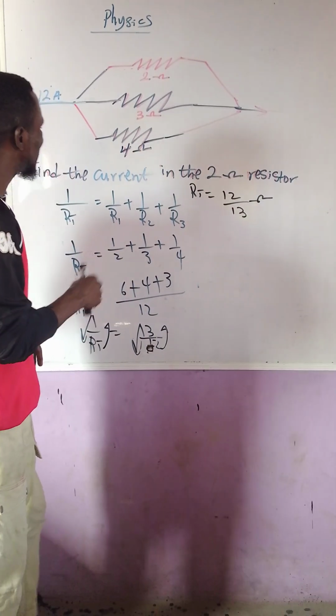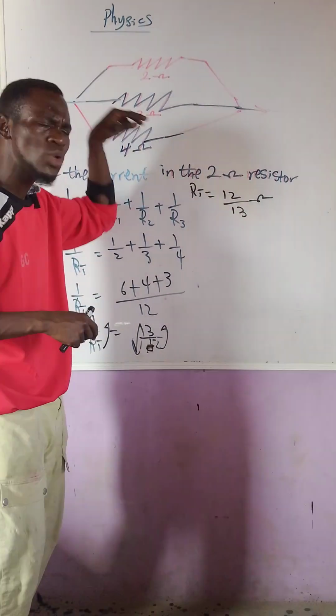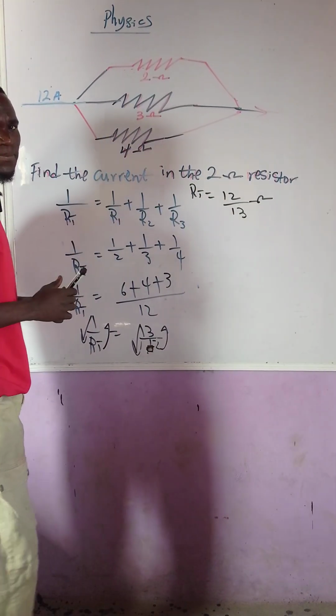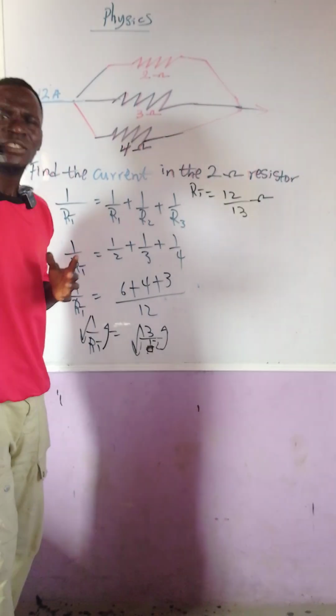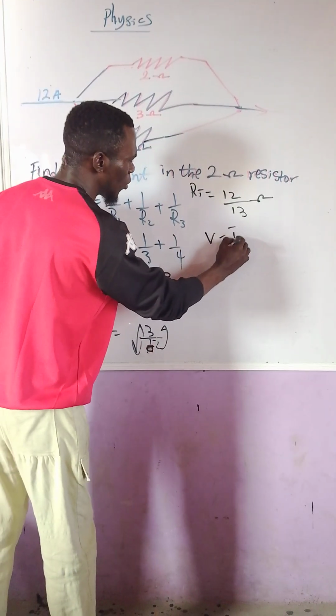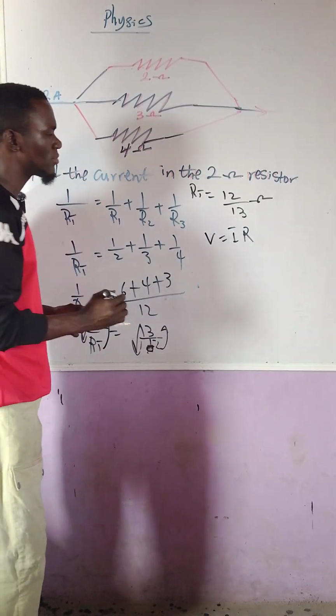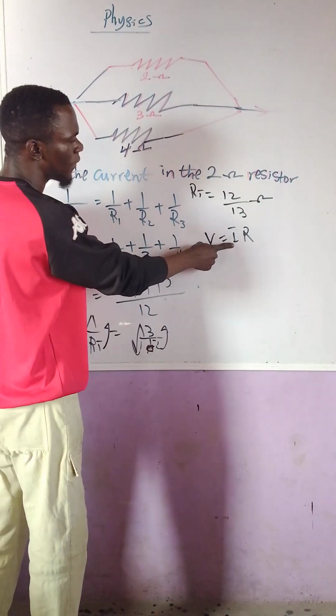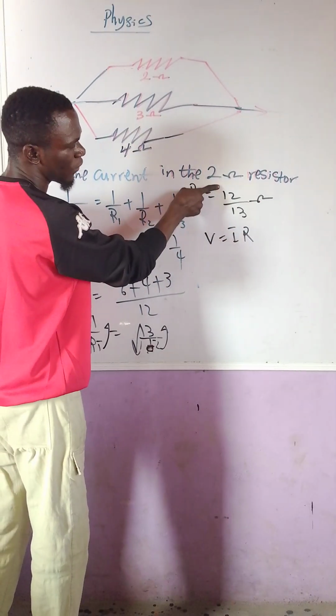We are asked to find the current in the 2 ohms resistor. What are we going to use now? Quickly, remember your Ohm's law, which says that voltage equals current and resistance. We are not given the voltage there, but we have the current as 12, while we have the resistance as 12 over 13.